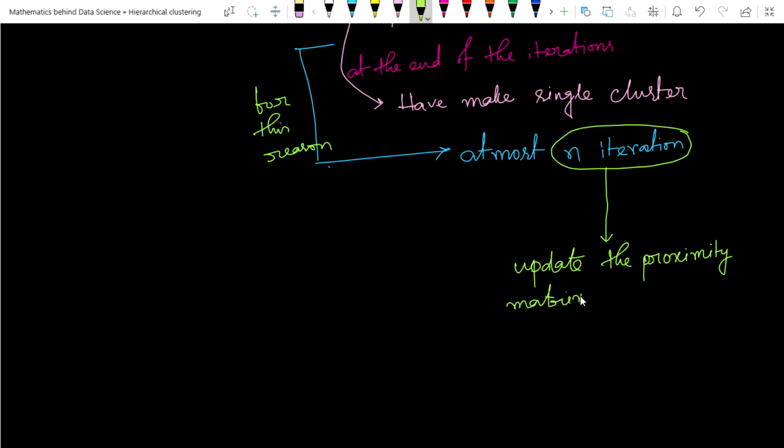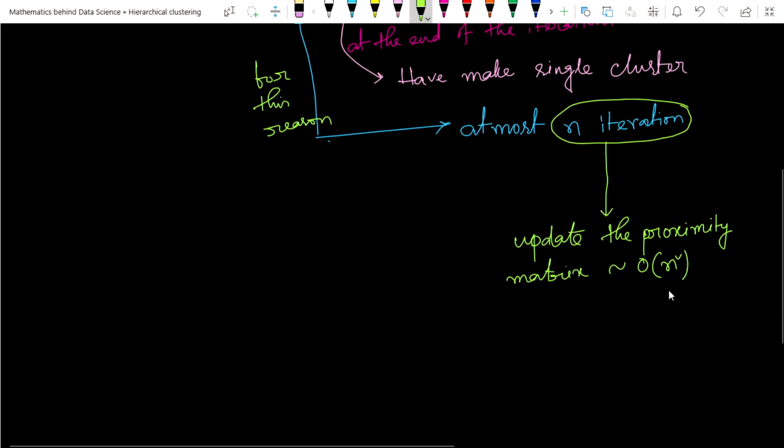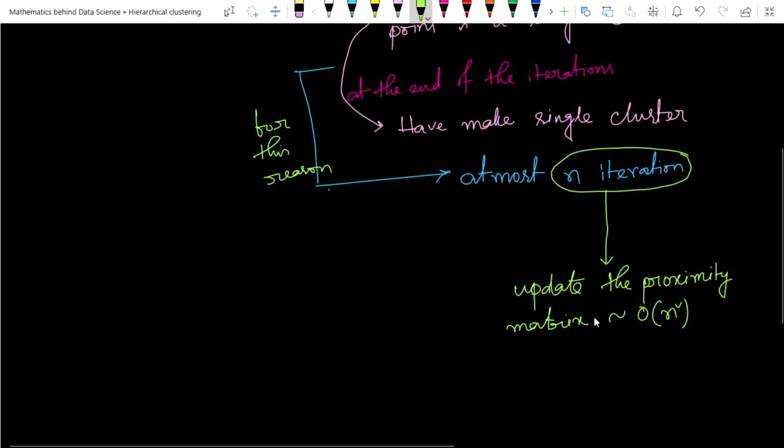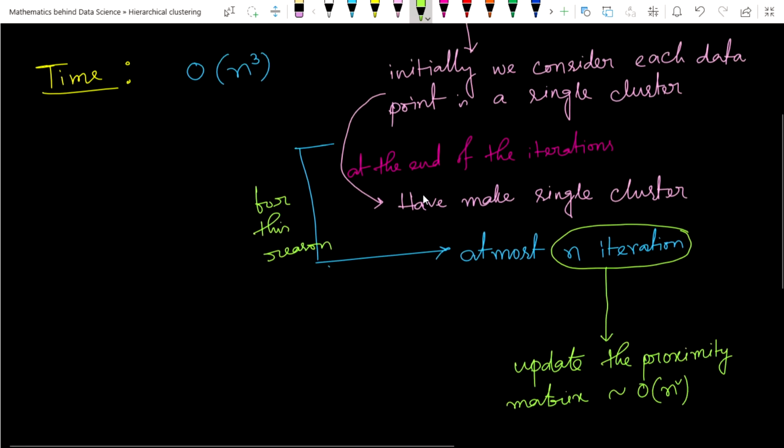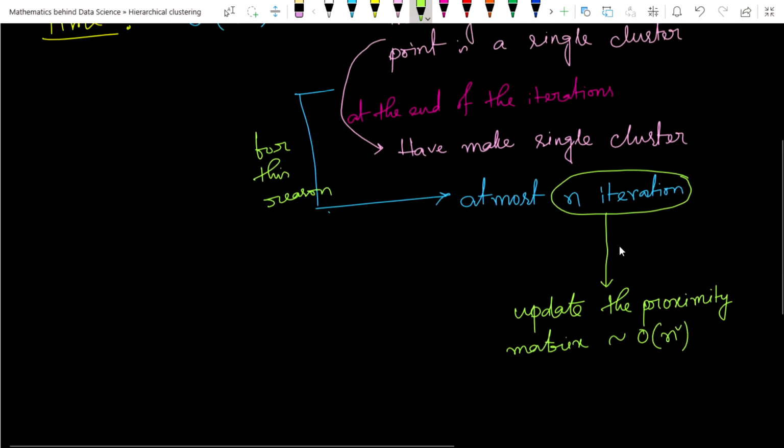To update this proximity matrix, we need at most order of n squared time, at least. Okay, so there are possibilities. We can use some order of n log n time, but by using some complex data structure. But at most we need this much time to update. So to update the proximity matrix, this is needed for each iteration.